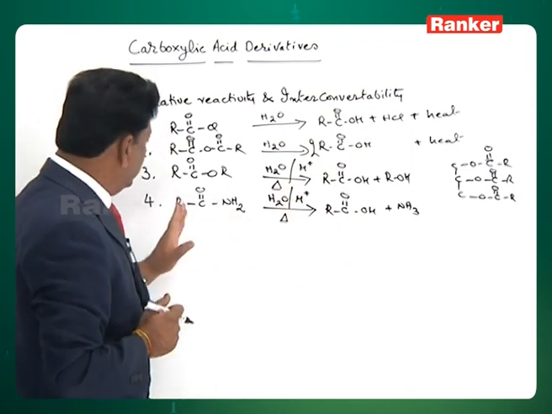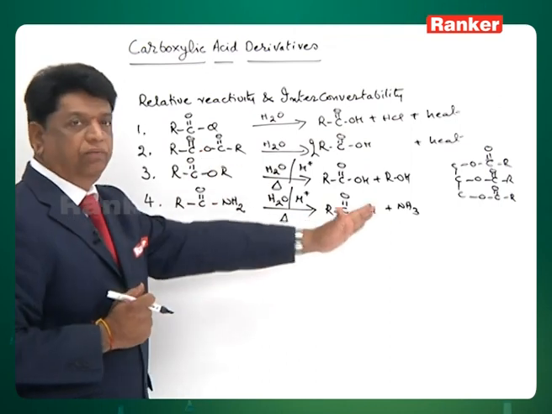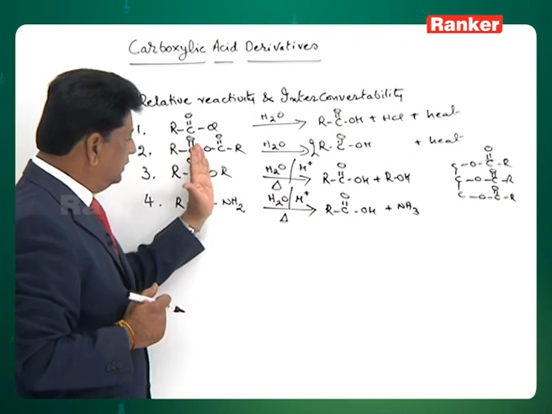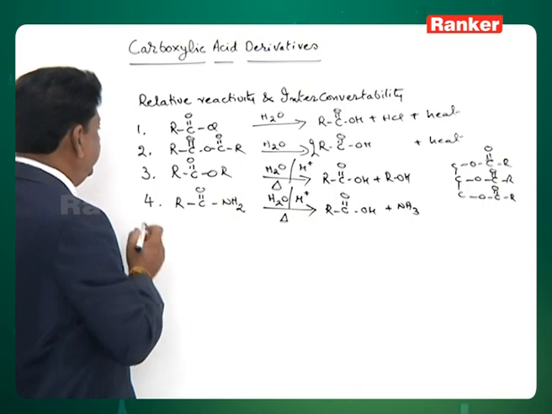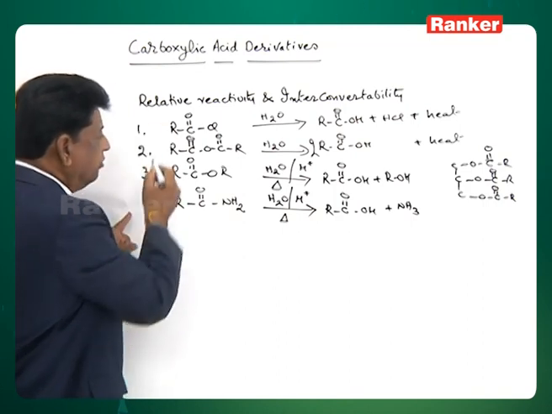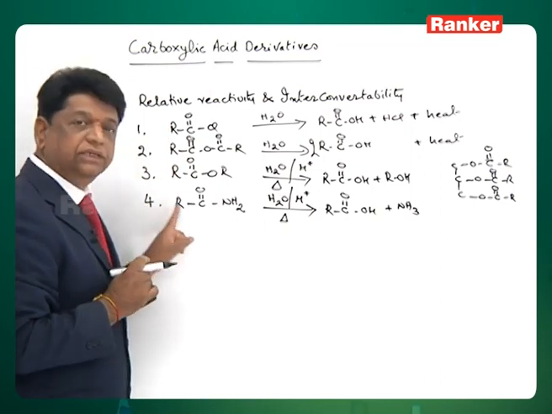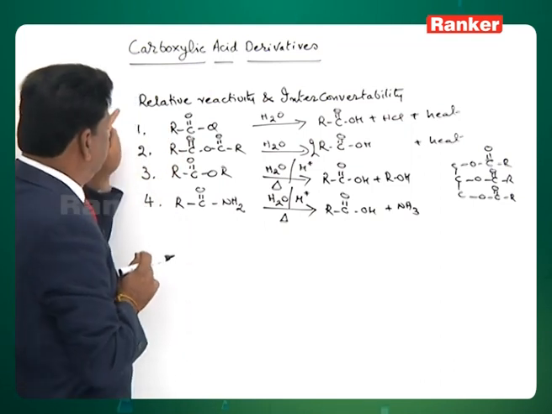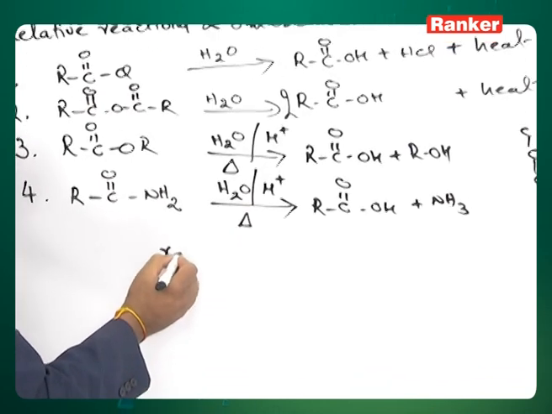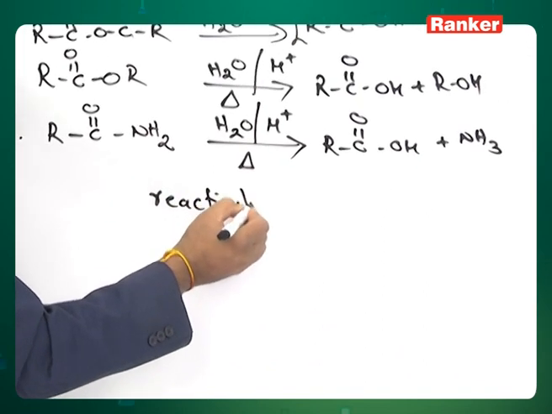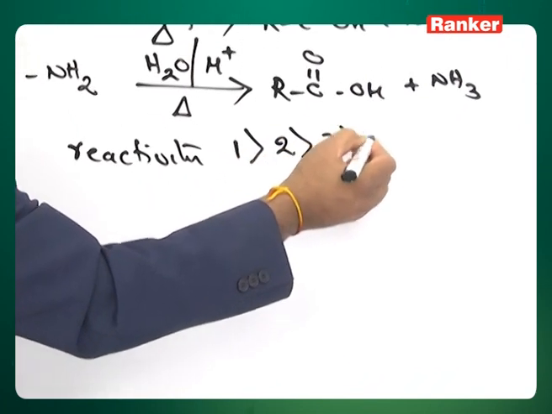But when an amide undergoes hydrolysis, one part will be acid and the other part will be ammonia. In the ester, this part will be acid and that part will be the alcohol. This shows that from 1 to 4 the order of stability is increasing: more stable, more stable, more stable. So, the last one is much more stable and reactivity is decreasing. The first one is the most reactive. So, the relative reactivity order is that 1 is more reactive than 2, than 3, than 4.